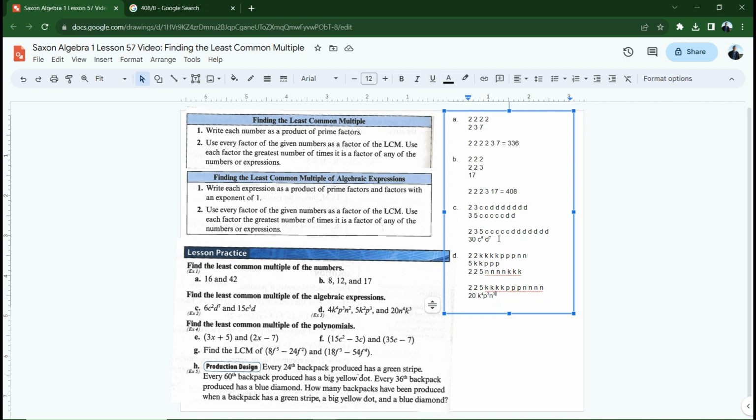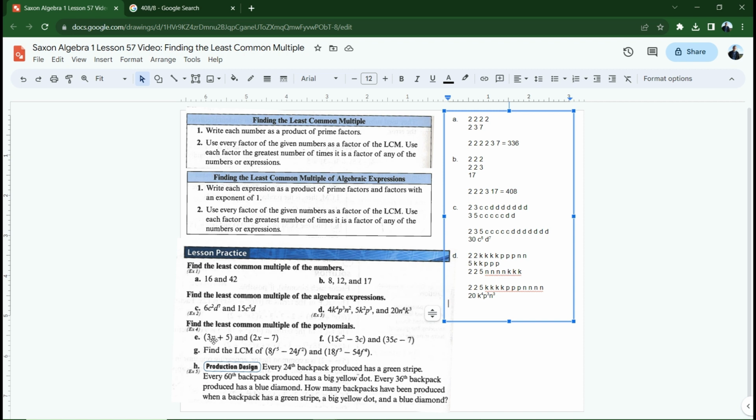Now, letter E is going to be a little bit different because now my factors are going to be a little bit more complicated yet. Notice that these factors have addition symbols inside them. So I need to find the least common factor of these polynomials. But now my individual factors are going to be expressions.